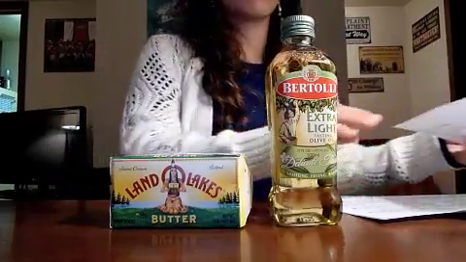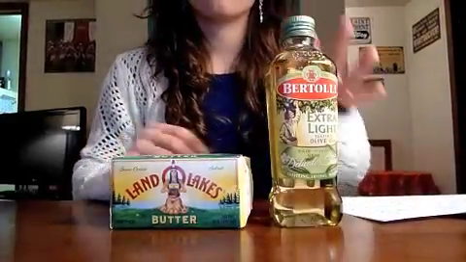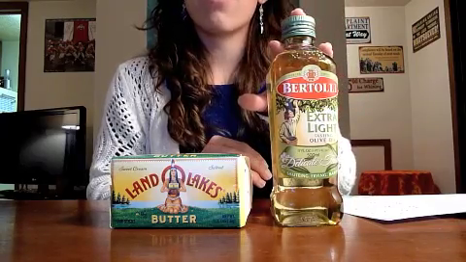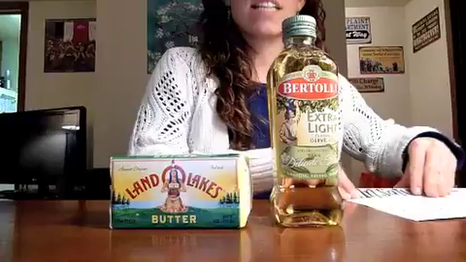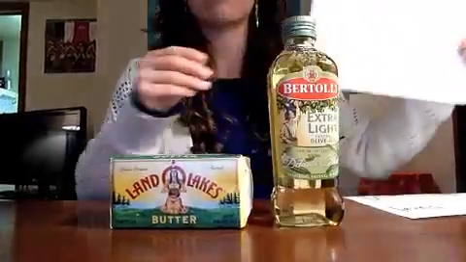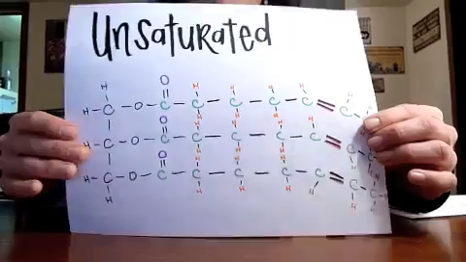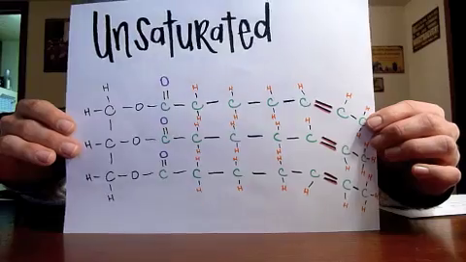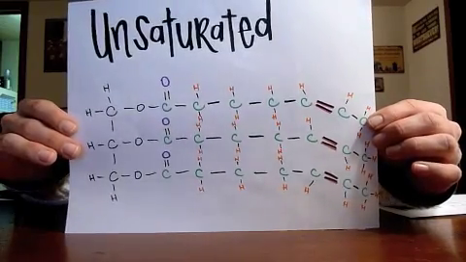Now, if we look at the olive oil, we can see that it is not nearly as solid as the butter. The reason why olive oil is liquid at room temperature instead of solid is because its tails are unsaturated. This means that its tails possess not only single bonds, but double bonds as well. These double bonds can be either cis or trans conformation.